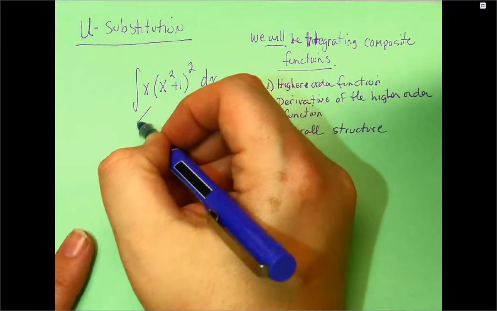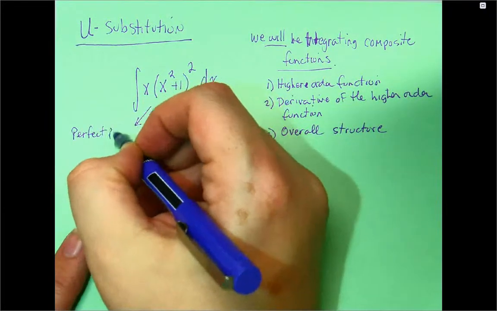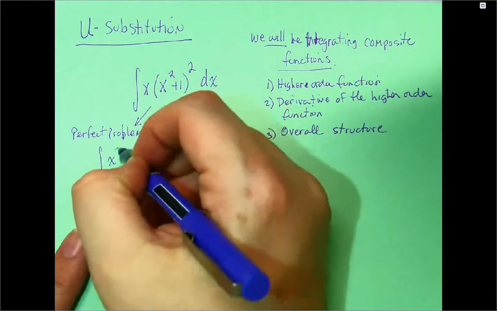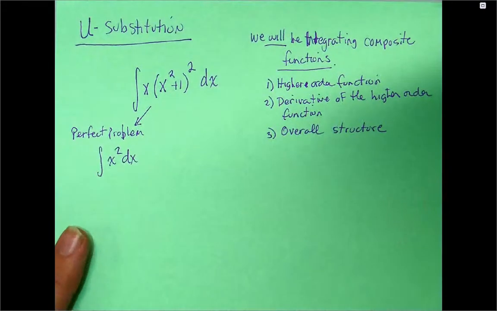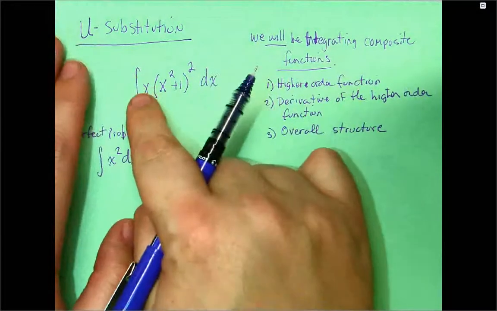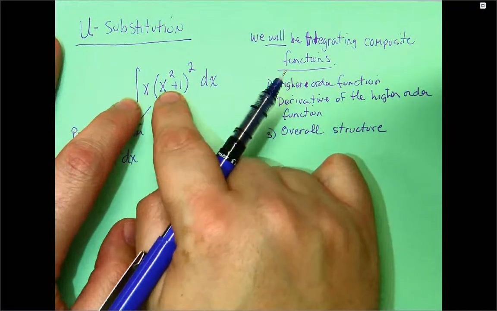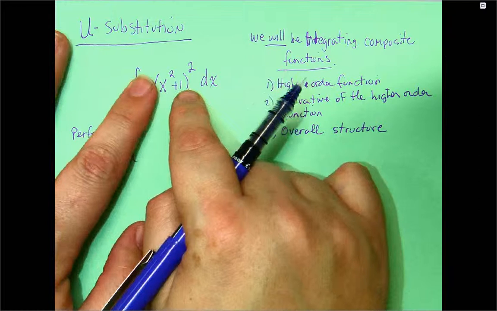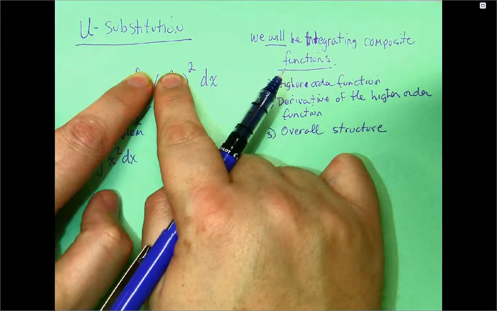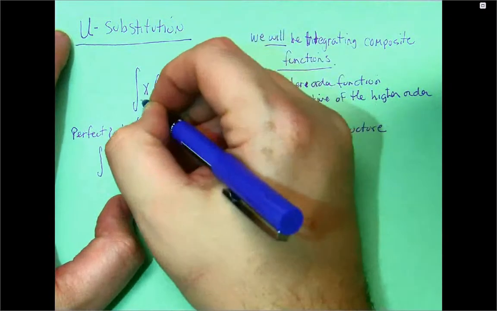Now, in a perfect world, if this was a perfect problem, this would be the integral of x squared dx. Because the overall structure of what's going on here is there's a little bit out here. This is x, which is a lower order of x squared. But if it was perfect, it would have been just the integral of something squared. But it isn't, because there's a function here, and then there's a function here.